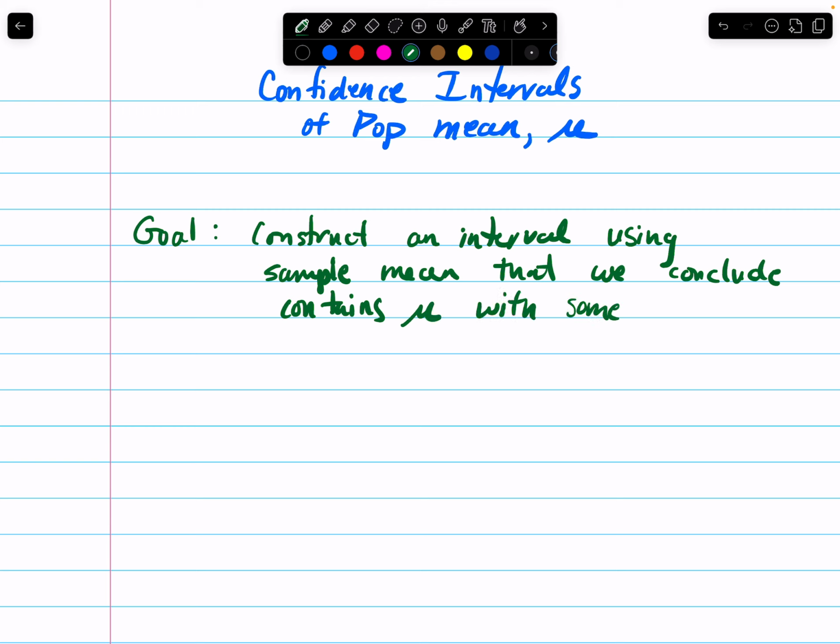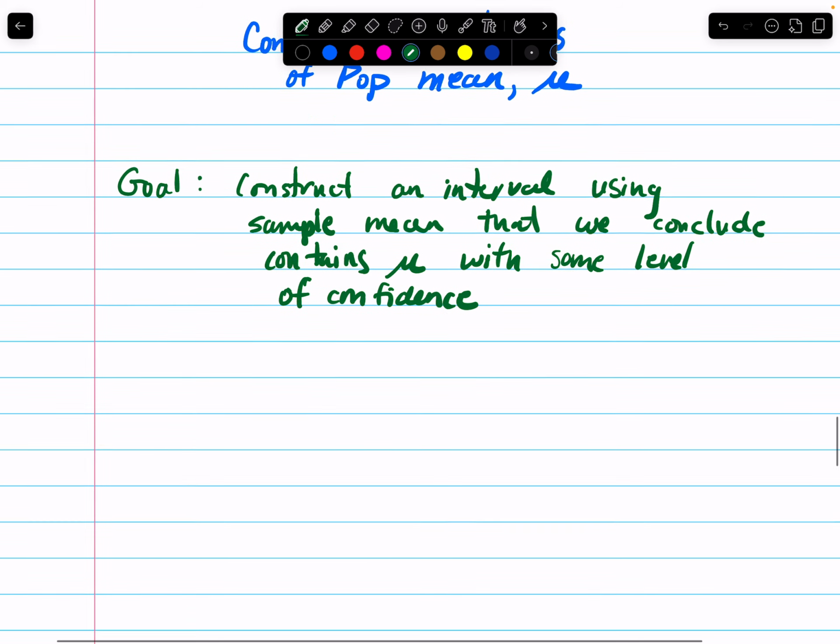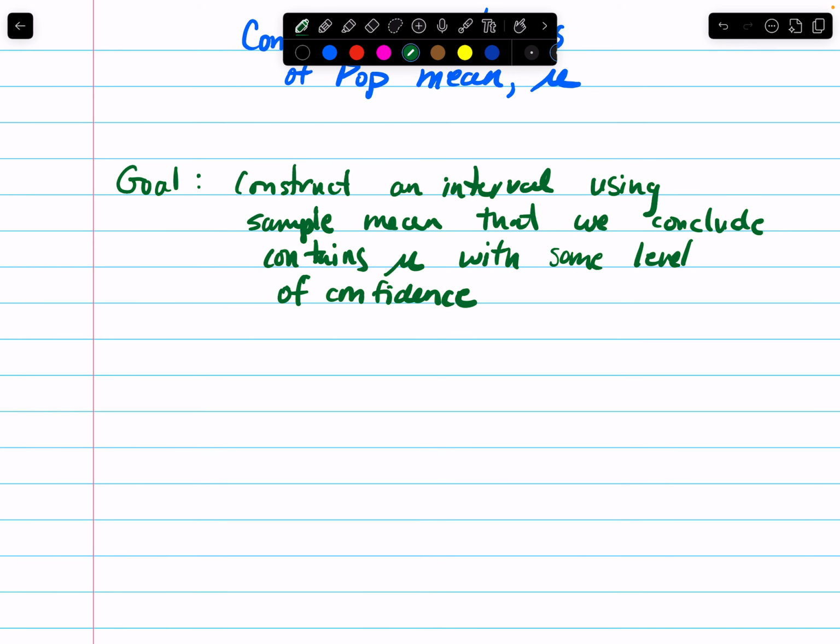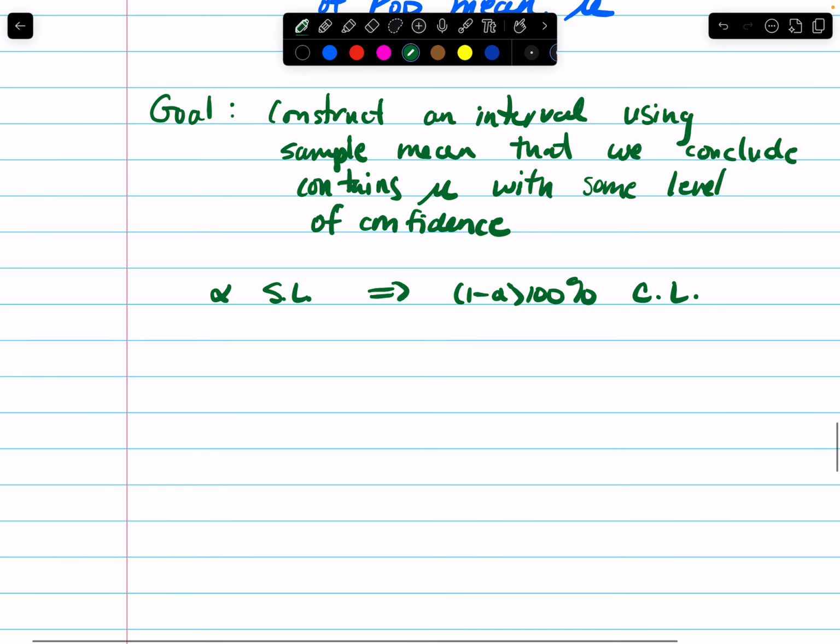That's our goal here. So we're going to take a random sample from our population and calculate the sample mean, and we're going to construct an interval around that mean, and we're going to be able to deduce that the population mean lives inside that interval with some level of confidence. So we're going to say alpha is our significance level, which means 1 minus alpha times 100% is our confidence level, whatever that alpha is.